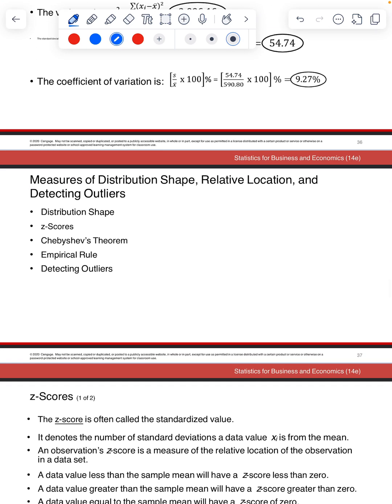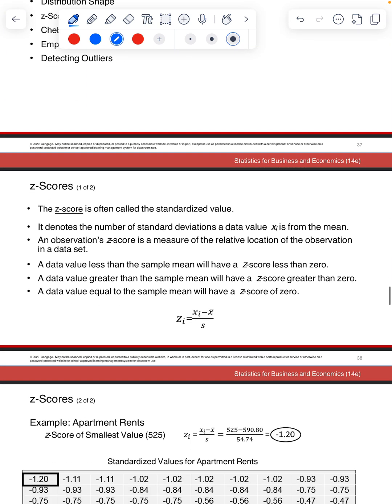So looking at the distribution shape and its location and how to detect outliers, we're going to be using z-scores for this and also the empirical rule. So these two things we are going to be looking at more closely.